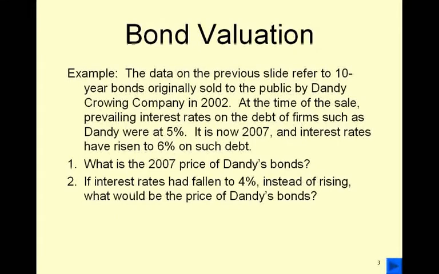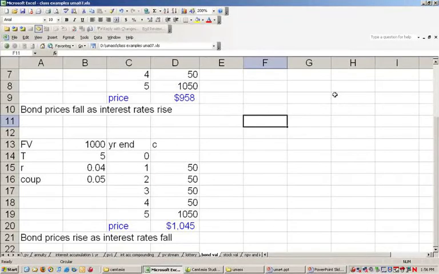To finish up this example, let's see what would happen to the price of bonds if interest rates had fallen instead of rising in the period 2002 to 2007. On this part of the spreadsheet, I've reproduced the cash flow stream associated with holding the bonds for 5 years. The only thing that's changed is the discount rate. So the discount rate has gone down from 5%, the original coupon rate at the time the bonds were issued, to 4% in the current period 2007.